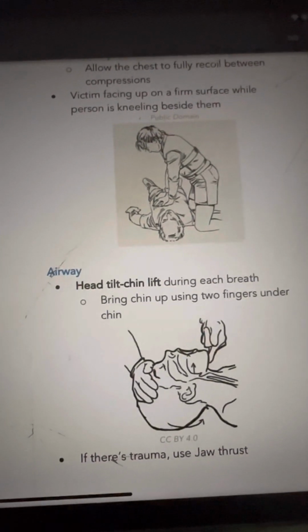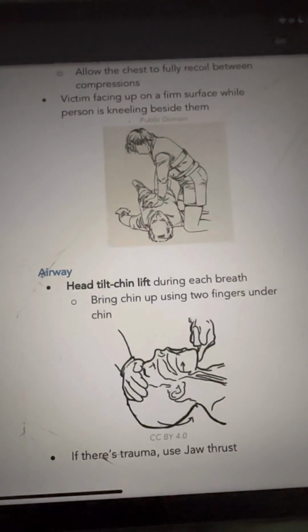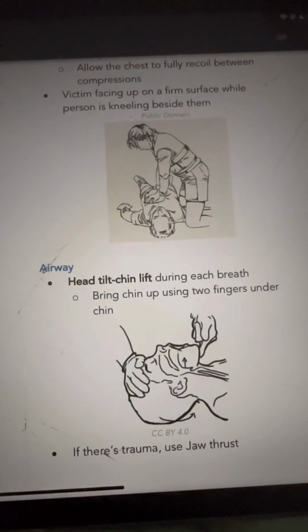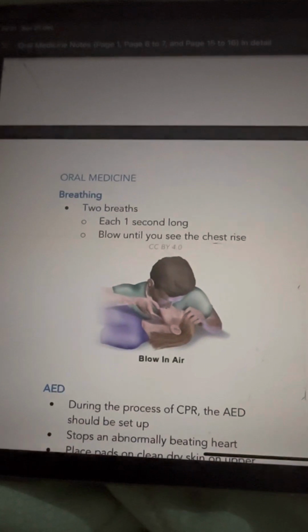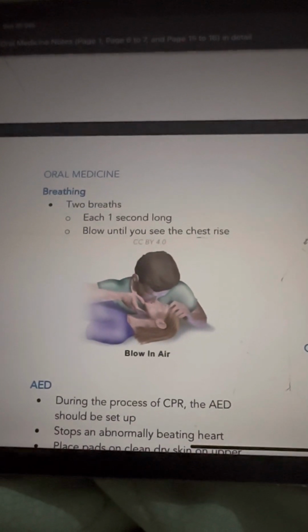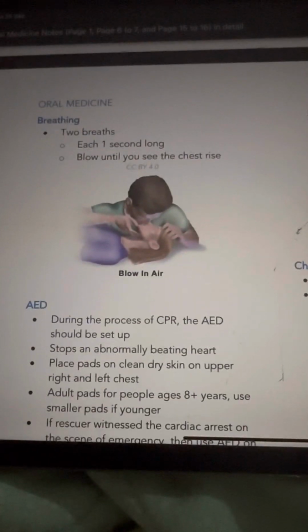Airway: head tilt, chin lift. During each breath, bring the chin up using 2 fingers on the chin. If there's trauma, use a jaw thrust. Breathing: 2 breaths, each 1 second long. Blow until you see the chest rise.